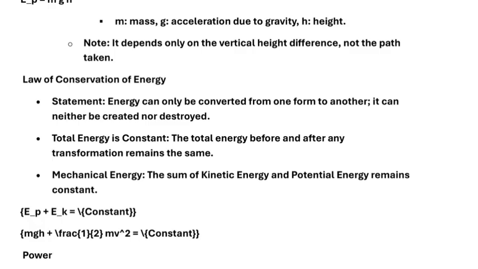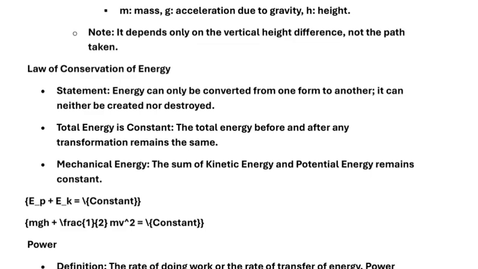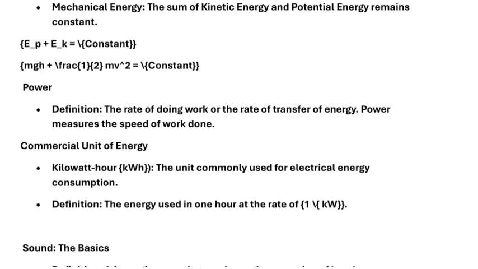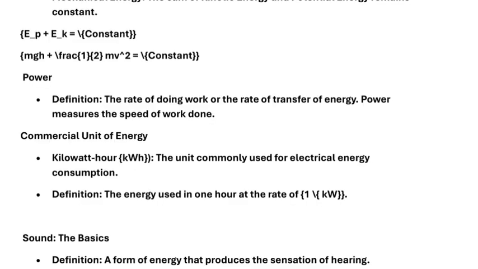Total energy is constant; the total energy before and after any transformation remains the same. Mechanical energy, the sum of kinetic energy and potential energy, remains constant: E_p + E_k = constant, mgh + \frac{1}{2}mv^2 = constant.